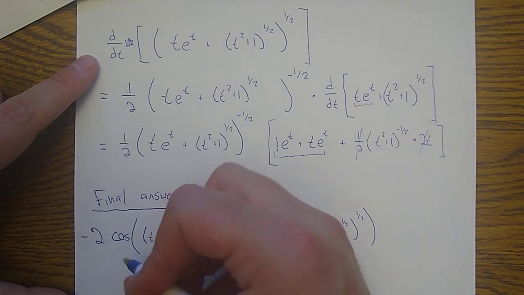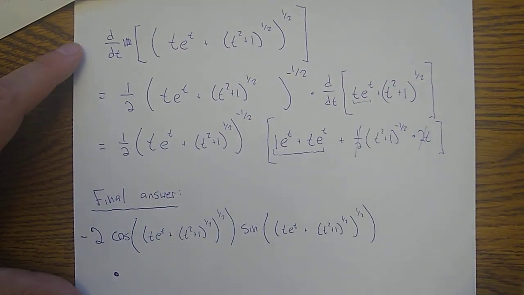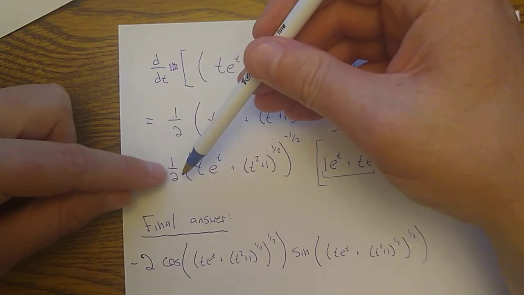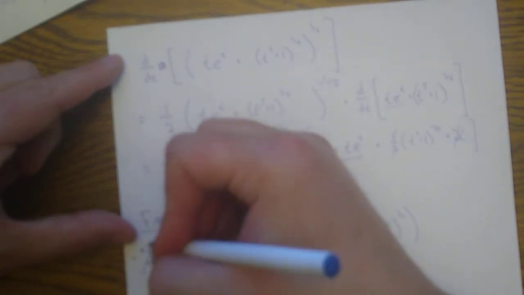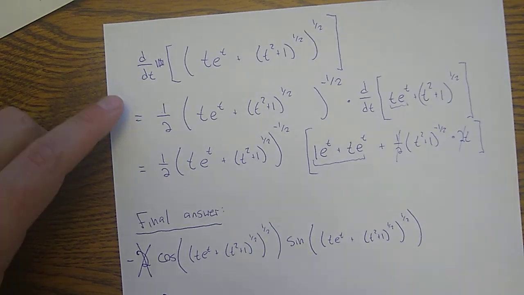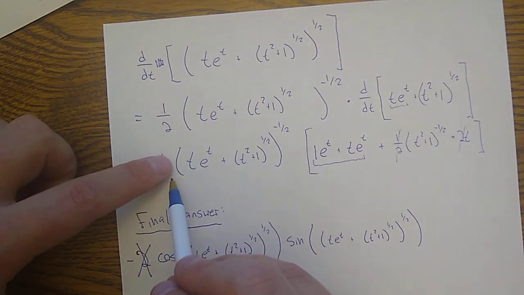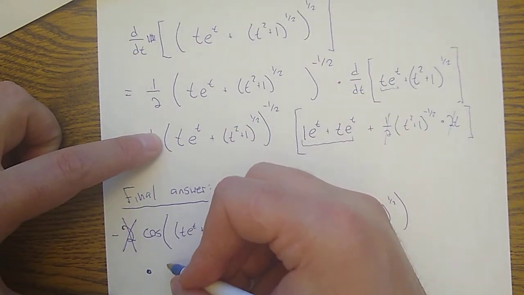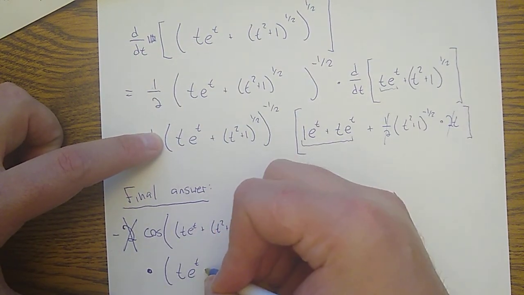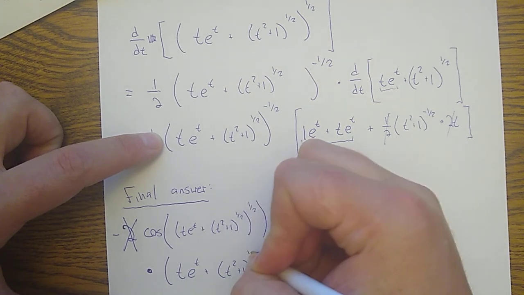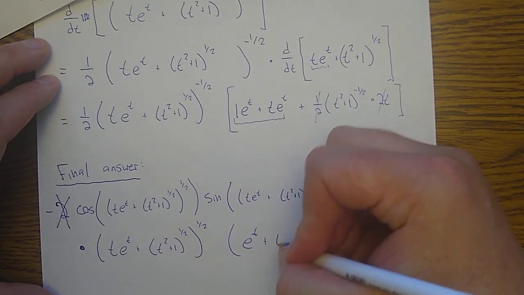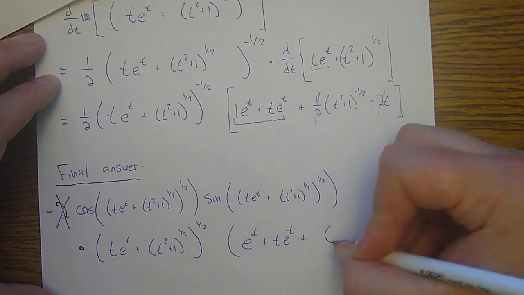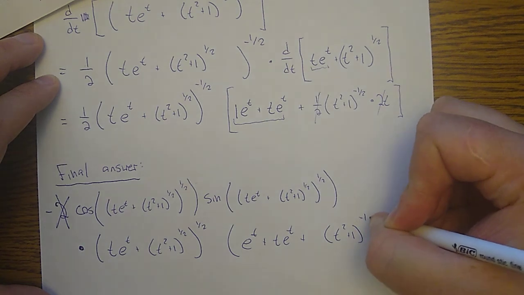So I'm going to write this on multiple lines. So this is times, so there's this 1/2, which can cancel this 2. So actually, let me get rid of that 2. And then I won't write this 1/2, and then I will write the rest of this. t e to the t plus t squared plus 1 to the 1/2 to the 1/2 times this, which is e to the t plus t e to the t plus t squared plus 1 to the minus 1/2.